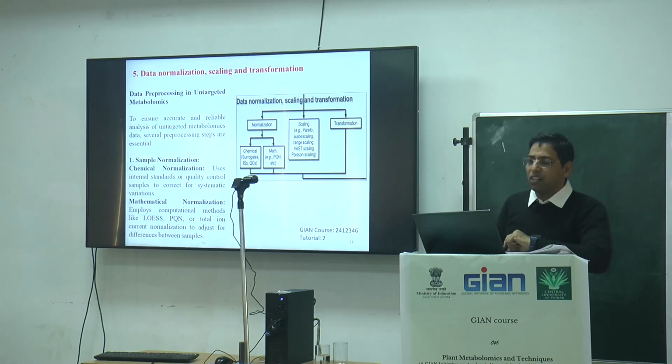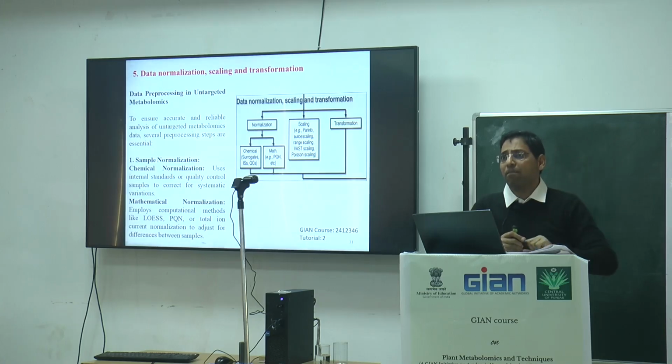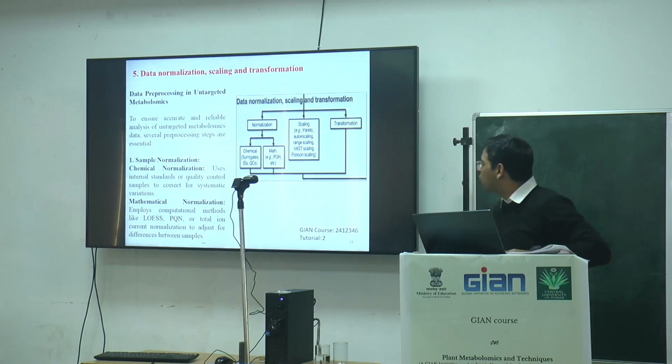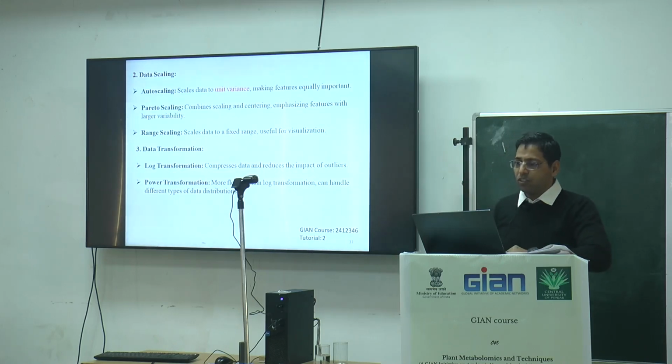The other is mathematical normalization. For mathematical normalization, we use some algorithms to adjust the differences between the different samples. So surrogates, IS and QC, mathematics, these are the three things. In mathematics, we use some specific equations, and scaling comes from here and then transformation. Data scaling is another thing that I told you about in NMR also: auto scaling, Pareto scaling, range scaling, and data transformation comes with log transformation and power transformation also. So data scaling is another step that has to come here.